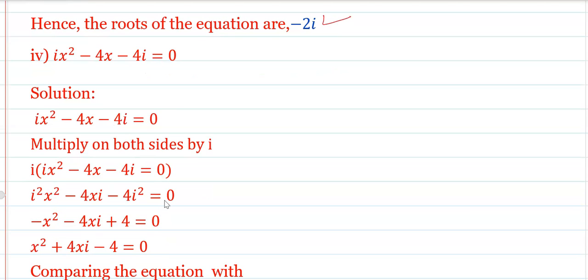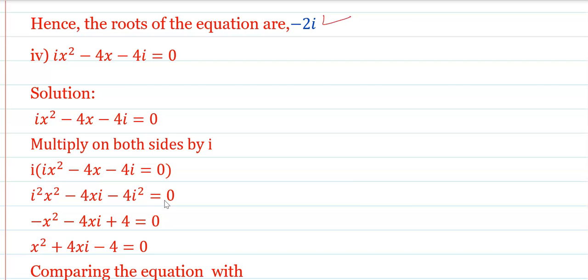Now the fourth problem: i x square minus 4x minus 4i equals 0. First, we multiply the whole equation by i. Multiply on both sides by i, that is i in bracket (i x square minus 4x minus 4i) equals 0.